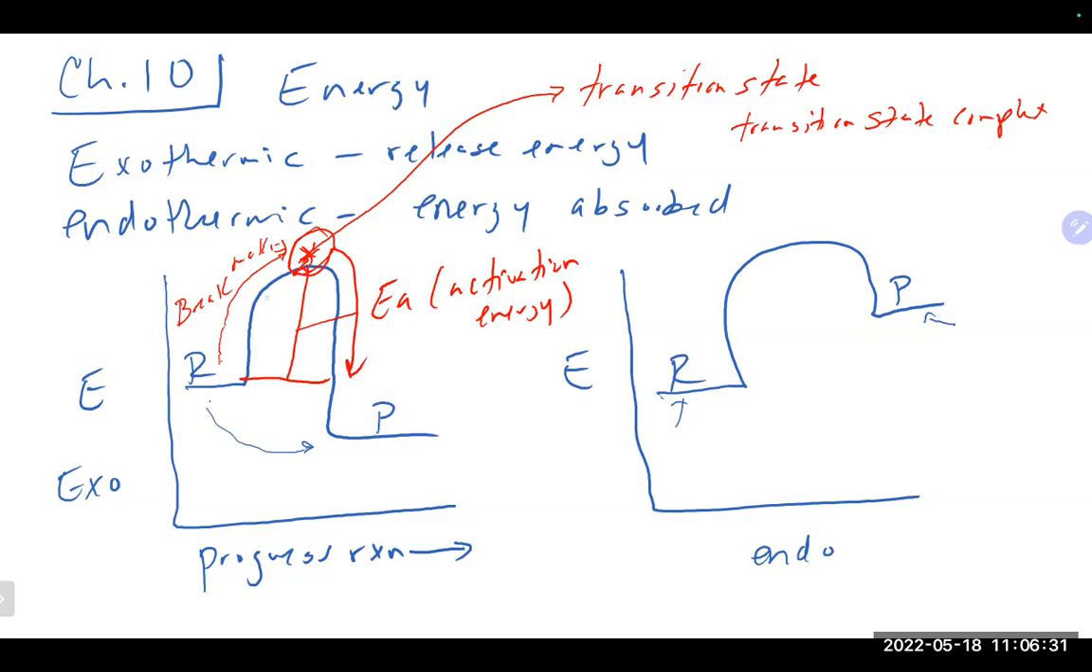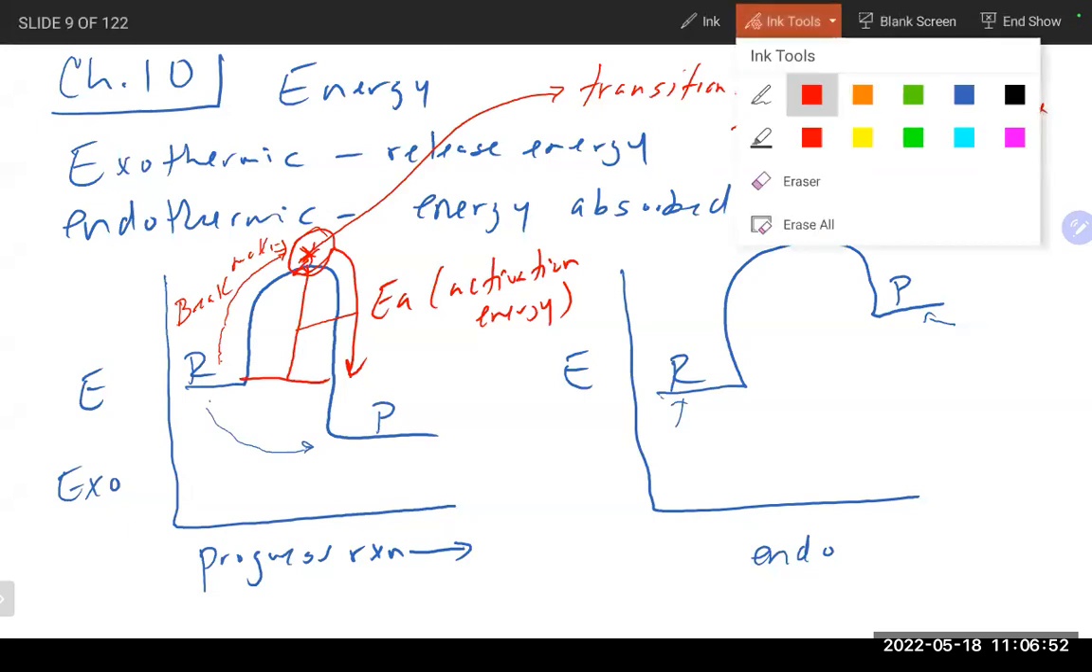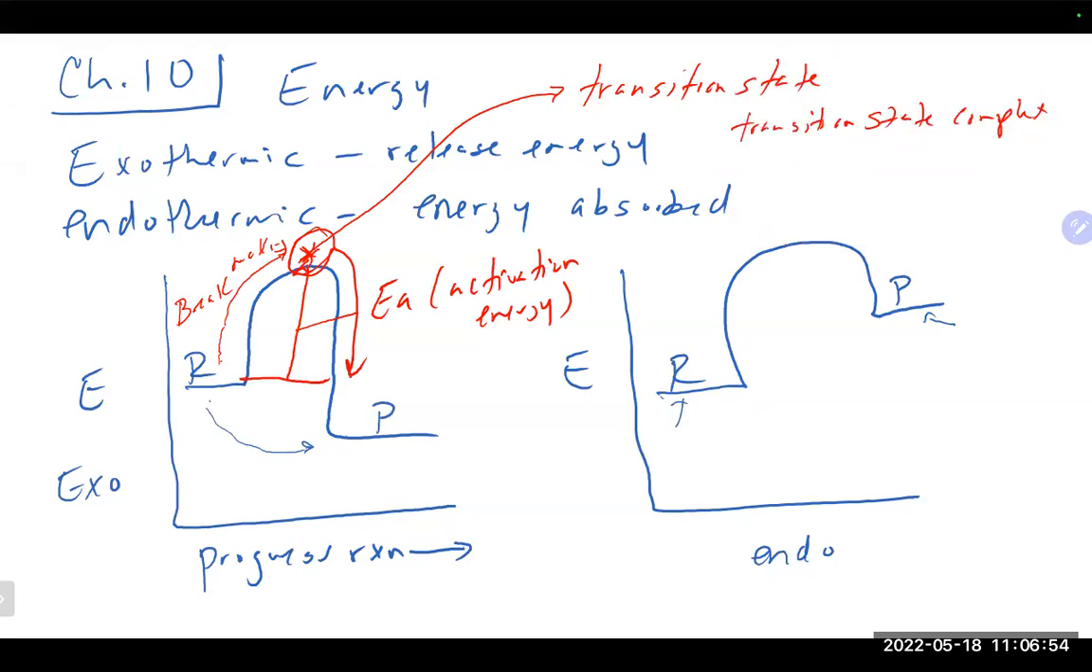Now, obviously, the hill for exothermic versus endothermic will determine how fast the reaction will happen in terms of that activation energy. So the larger the hill, the slower the reaction usually, and the smaller the hill, the faster the reaction will take place. We also talked about one way that you could speed up a reaction, which is to add a catalyst.